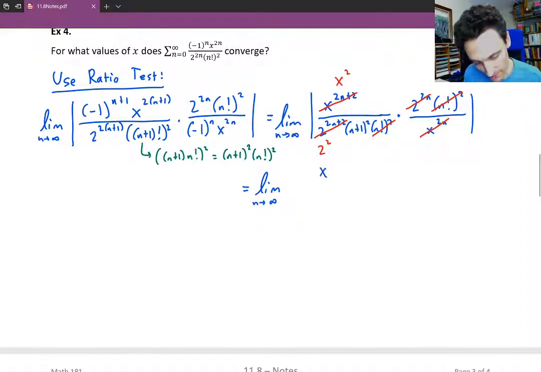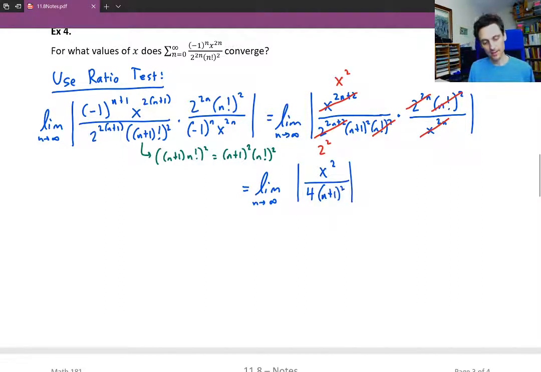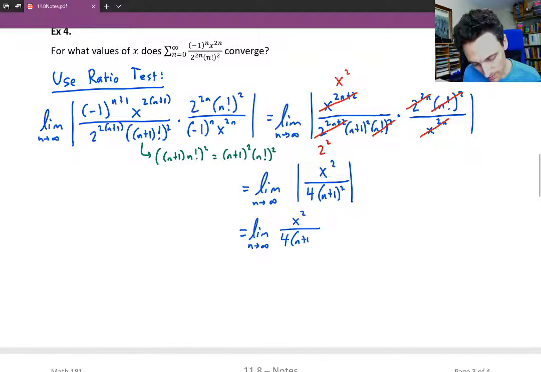Here we've got absolute value of x squared is the only thing left on the top. We've got a 4, and then an n plus 1 squared on the bottom. And that's it. Okay, notice that the entire expression here is positive because no matter what x is, it's squared, which makes it positive. So we can drop all the absolute value bars and you'll get limit as n approaches infinity of x squared over 4 times n plus 1 squared. Let me make that clear, that's a square.